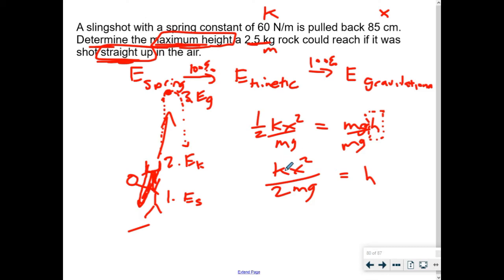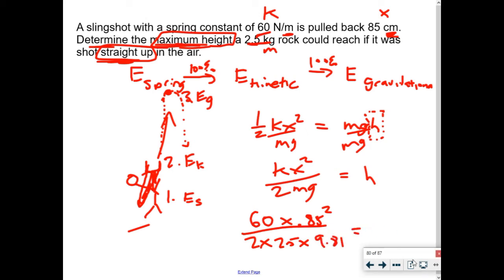k is how stiff or stretchy the spring elastic is that I'm using, which was 60. So 60. And then I have to times by x. x is how far you pull on the spring, which was 85. But no, I'm making a mistake. What's wrong? Yeah, watch your units. This was 60 newtons for every meter, but this is 85 centimeters. So make it 0.85, dividing by 100. And then divide all that by 2 times your mass of 2.5, and multiply that by gravity, 9.81. And in theory, that should equal your height.